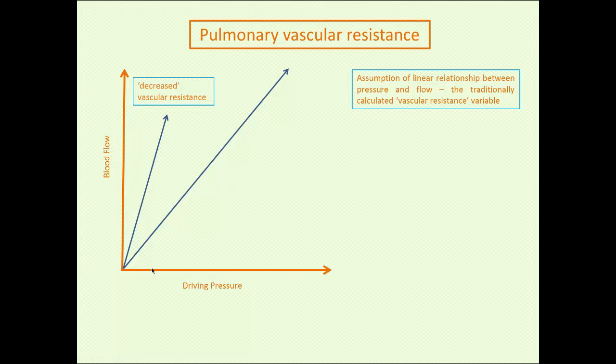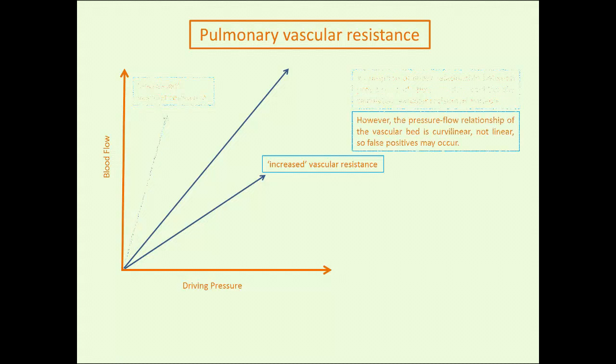So why would that be a decreased vascular resistance? Well, if you choose a driving pressure here on this pressure-flow relationship, you have a flow that's low, but at the same pressure in this variable you have a flow that's very high. So for the same pressure, the flow is greater. This would give you a calculated decreased vascular resistance. Similarly, by the same argument, this would give you an increased vascular resistance.